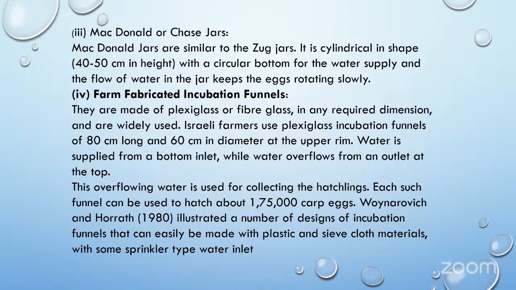Farm fabricated incubation funnels. They are made of plexiglass or fiberglass in any required dimensions and are widely used. Israeli farmers use plexiglass incubation funnels of 80 centimeters long and 60 centimeters in diameter at the upper rim. Water is supplied from a bottom inlet while water overflows from an outlet at the top. This overflowing water is used for collecting the hatchlings. Each such funnel can be used to hatch about 1,75,000 carp eggs.